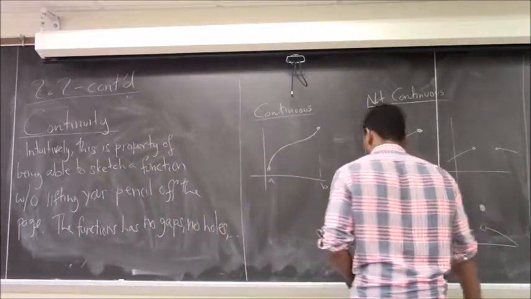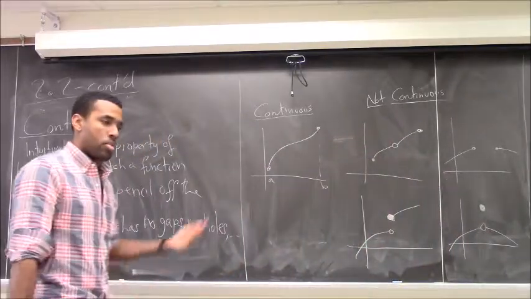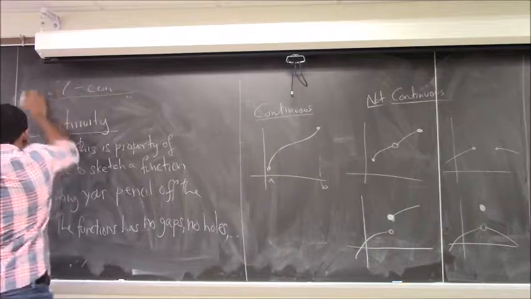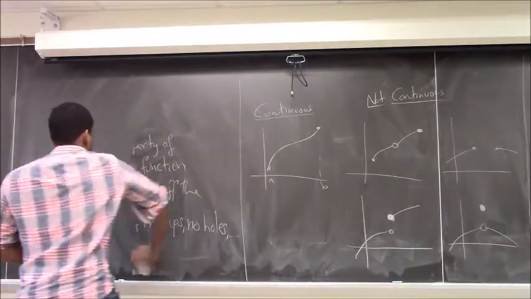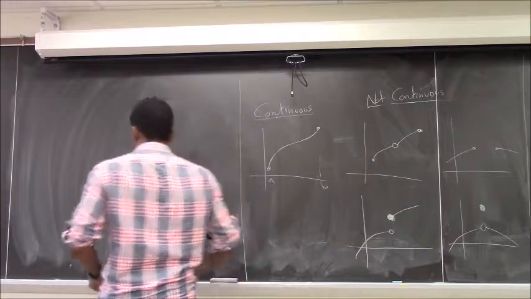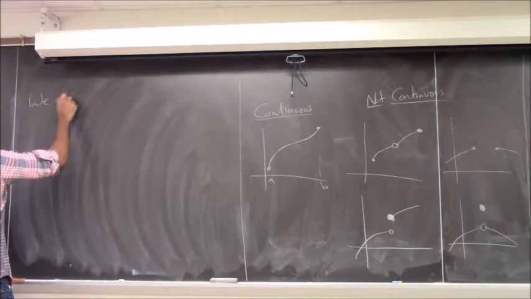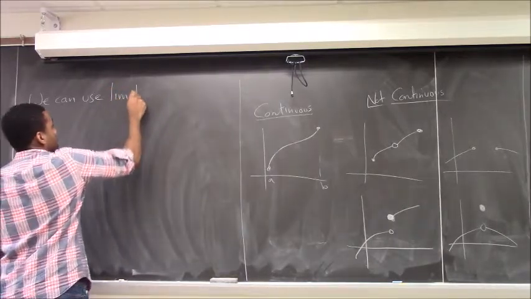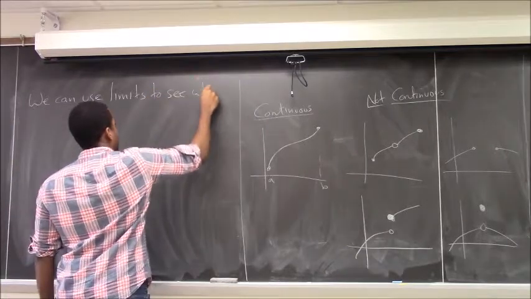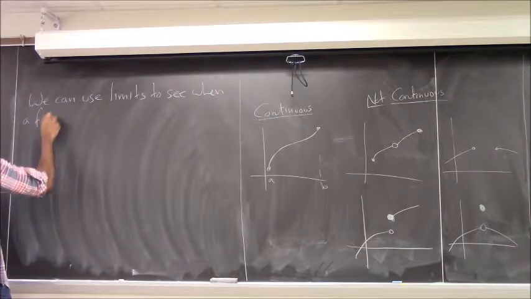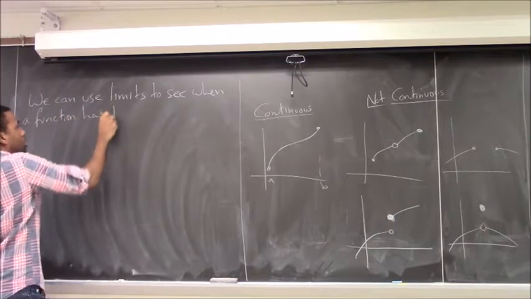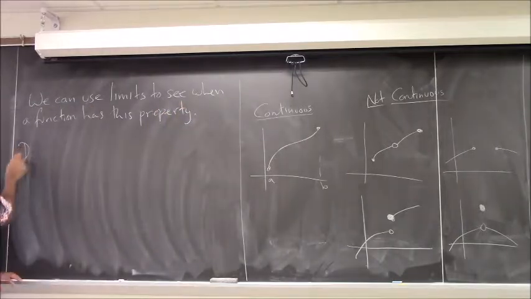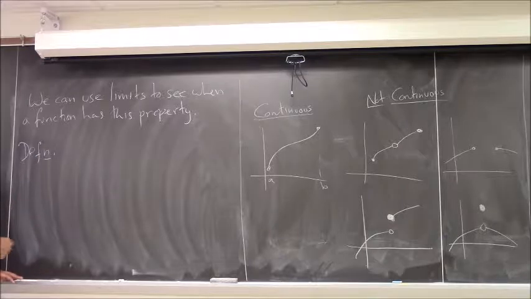And it's important to be able to do these because it turns out that we can only do calculus on a part of a function that is continuous. So it's important to know when something is continuous from when it's not. And it turns out we can use limits to determine when a function does possess this property. So that leads us to our first definition for today.